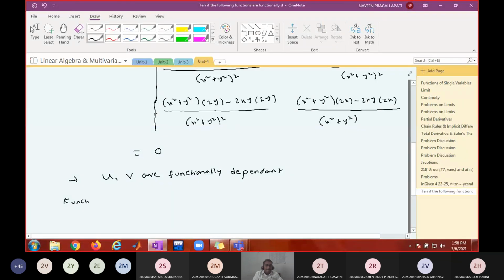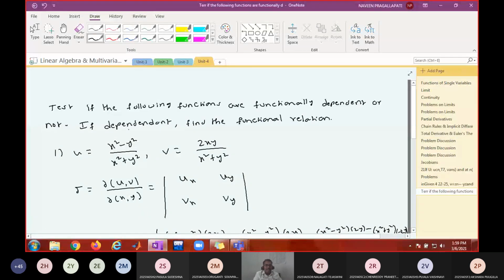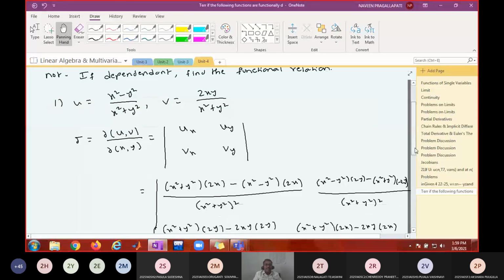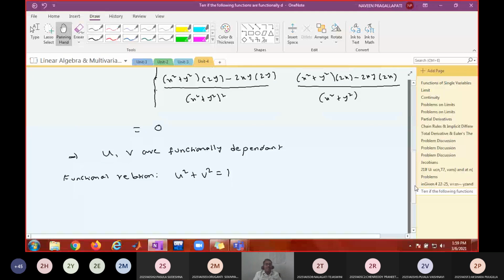u square plus v square equal to 1. Correct. Functional relation is u square plus v square equal to 1. So again I am telling, don't ask me, sir, how you got that functional relation. There is no trick or anything. It's only your observation. Through your observation only, you should be able to establish the relation between u and v.